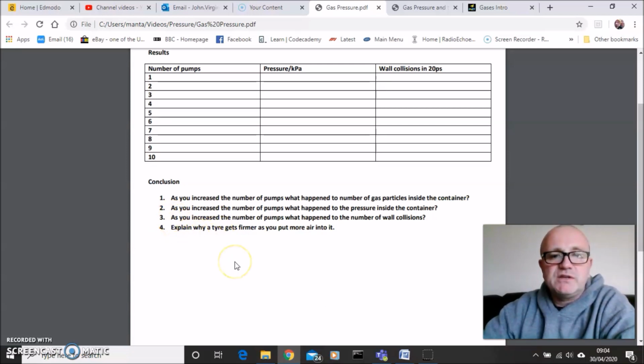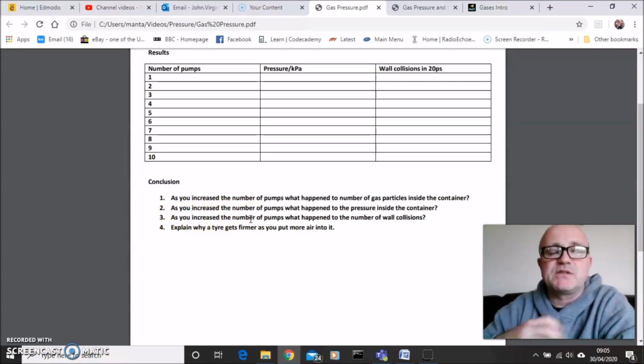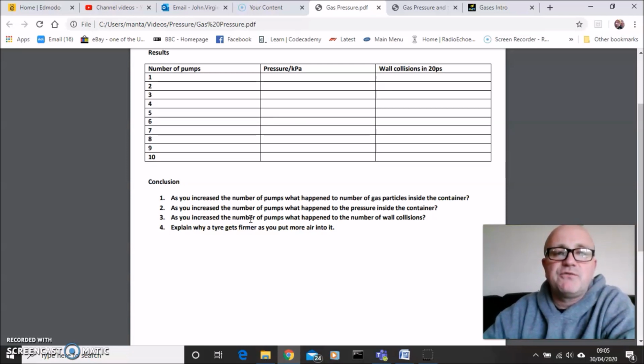Third question: as you increase the number of pumps, what happened to the number of wall collisions? You should have noticed that the number of wall collisions went up as you increased the number of pumps into that container. And the last one: can you explain why a tyre gets firmer as you put more air in? Well, it ties in with that third question. The reason is that there are more gas particles inside the tyre, more gas particles hitting the sides of that tyre, and that's why the tyre feels firmer. It's all about gas particles hitting the sides of the tyre.